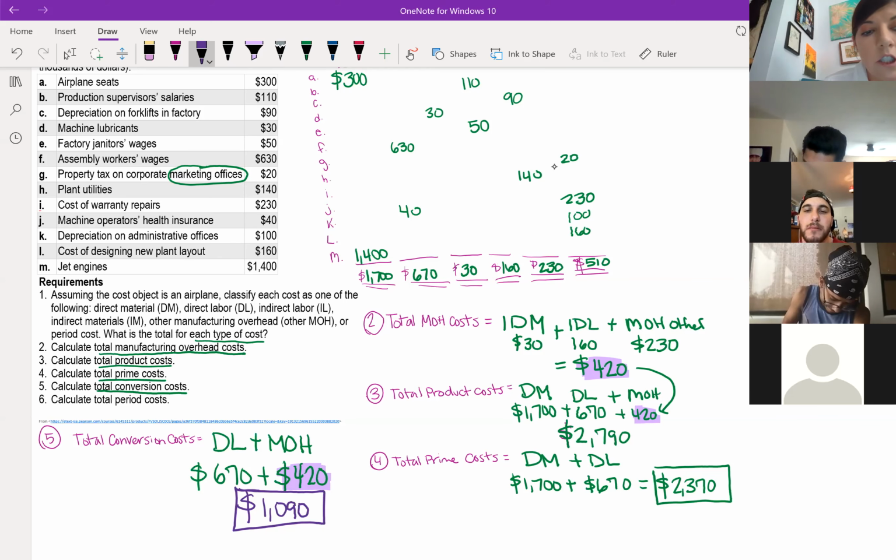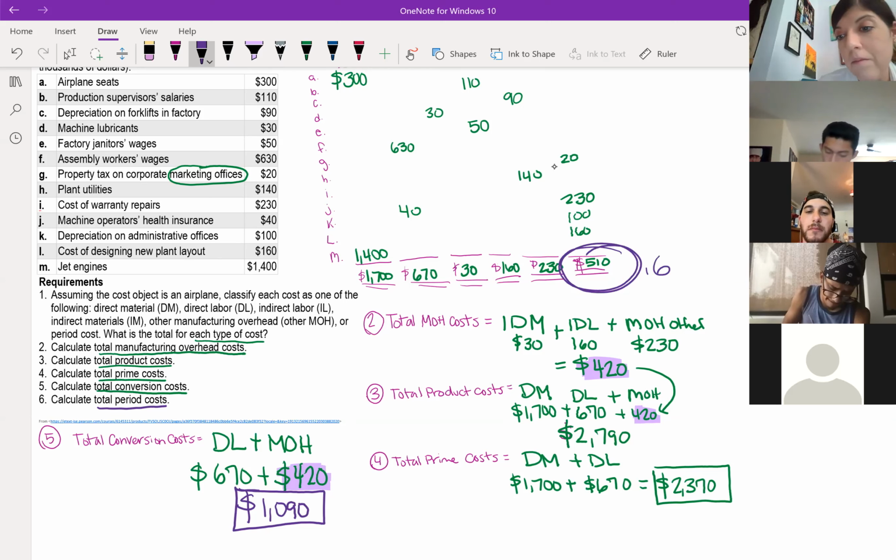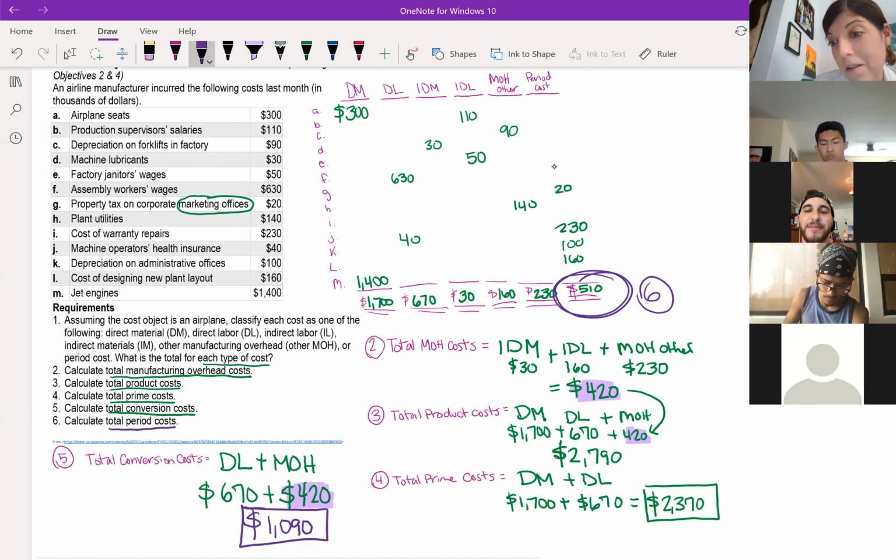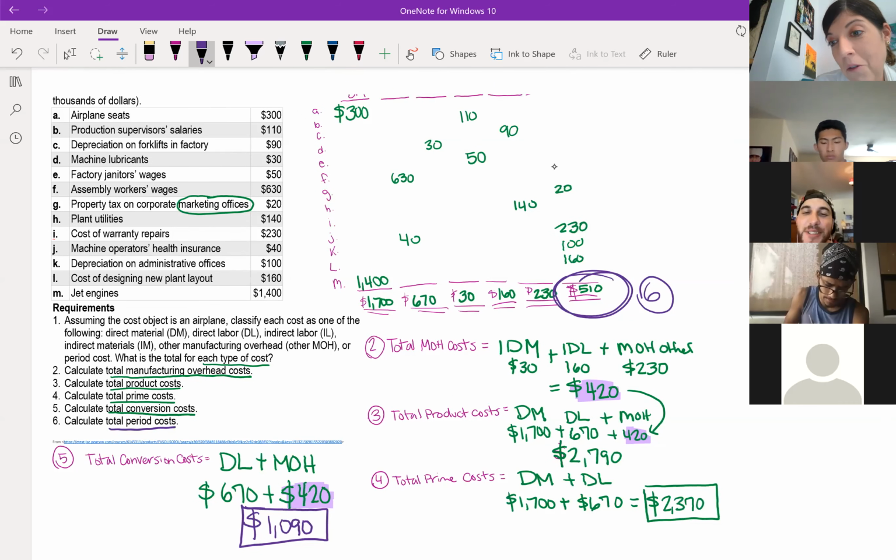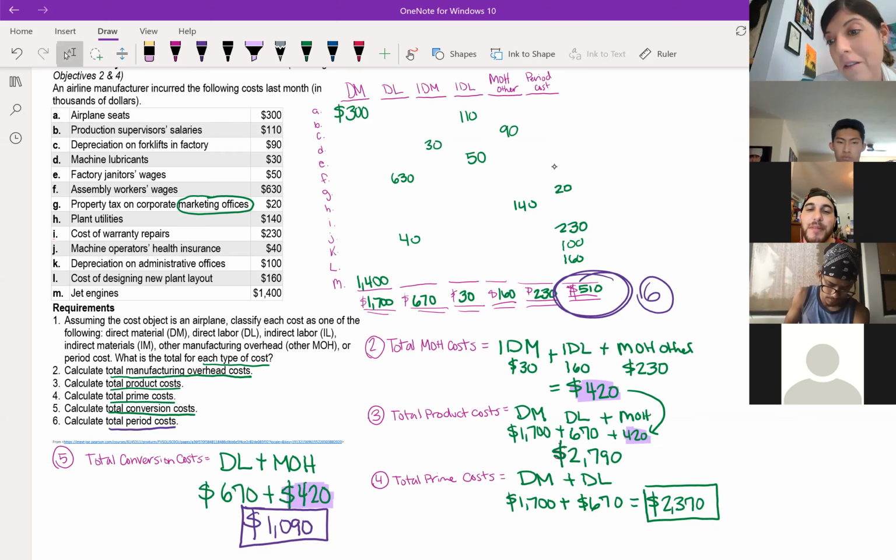The last question, I think, is pretty easy. Calculate the total period costs, because you already have done it. And it's even labeled that, right? So yeah, 510 in period costs.